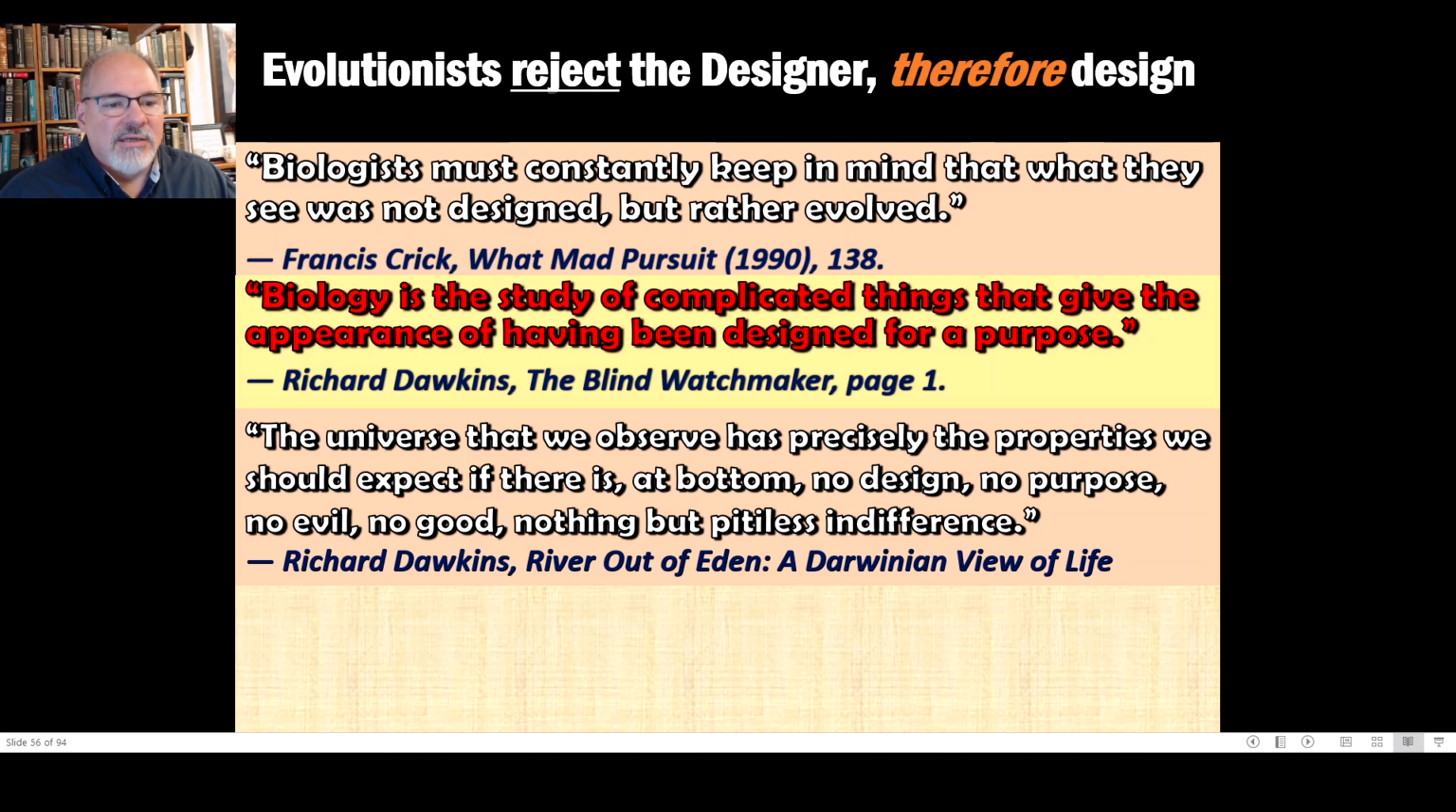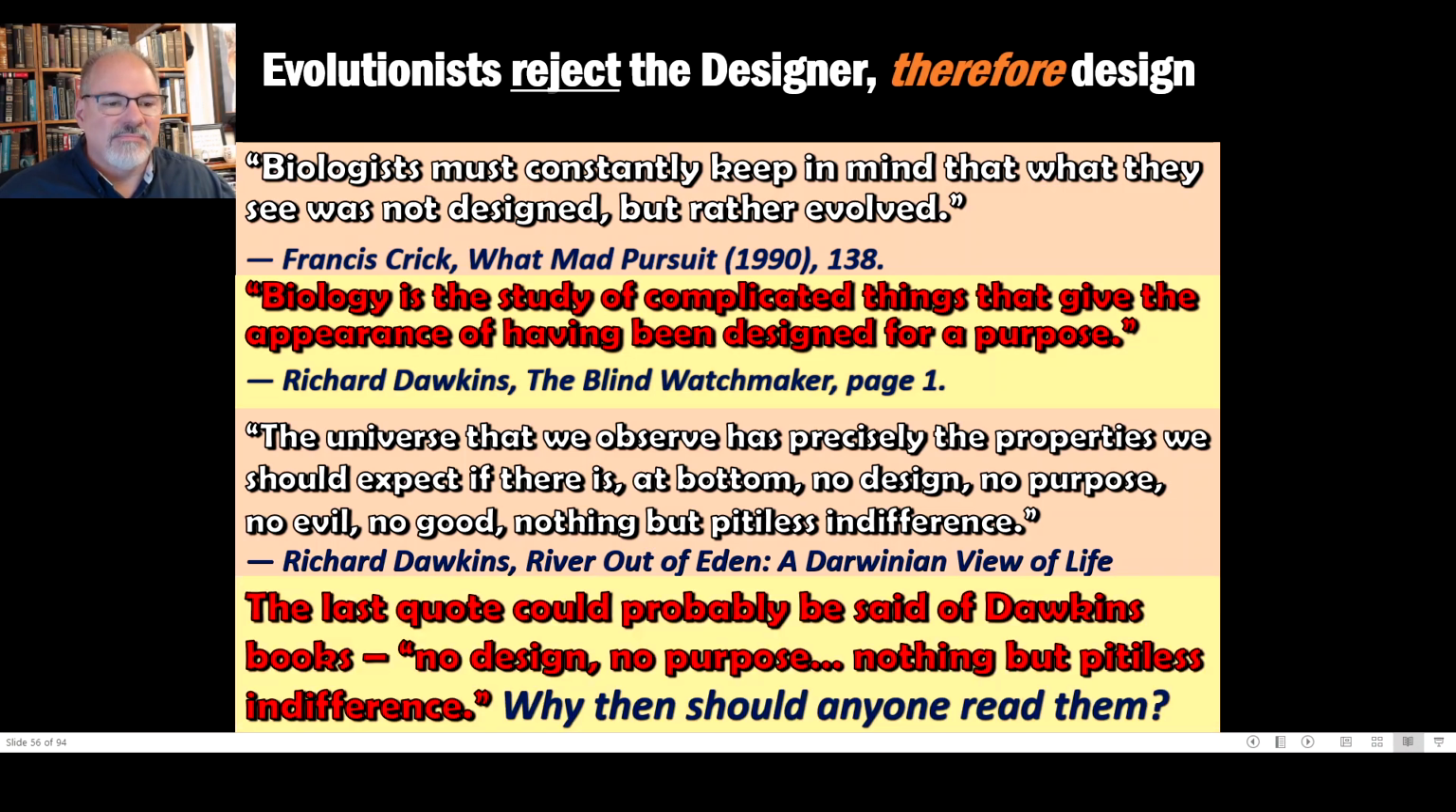Richard Dawkins also said in River Out of Eden, the universe that we observe has precisely the properties we should expect if there is, at bottom, no design, no purpose, no evil, no good, nothing but pitiless indifference. The last quote could probably be said of Dawkins' books. No design, no purpose, nothing but pitiless indifference. Then why would we read them? Why would we read anything anybody writes? If nothing means anything, then everything has lost its meaning. And again, no evolutionist or atheist would say that because they put their own meaning on it, but they're the only ones that are allowed to put meaning. Anybody else is not, and that's part of the problem here.